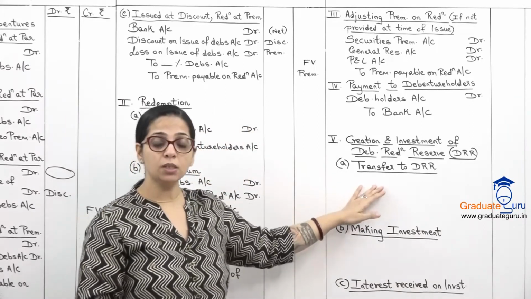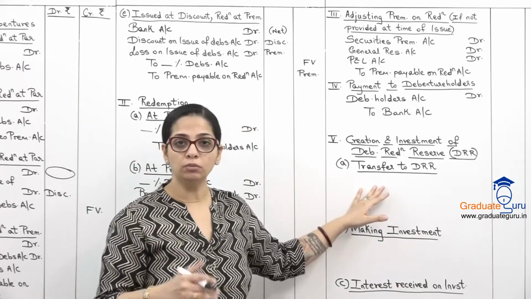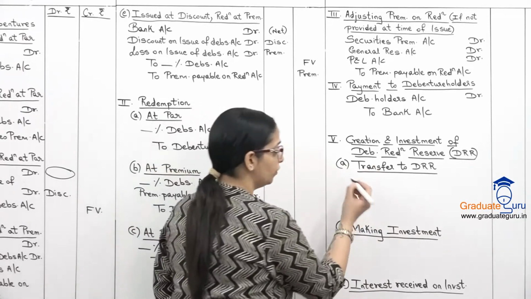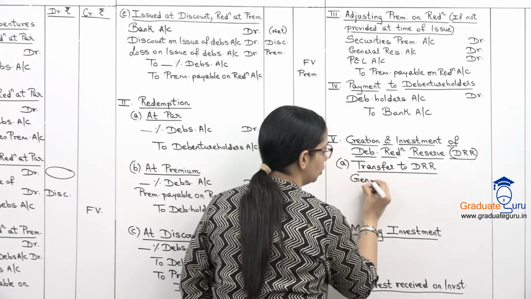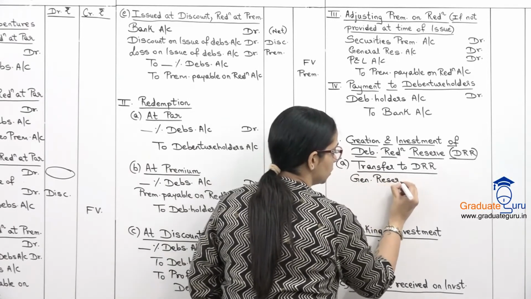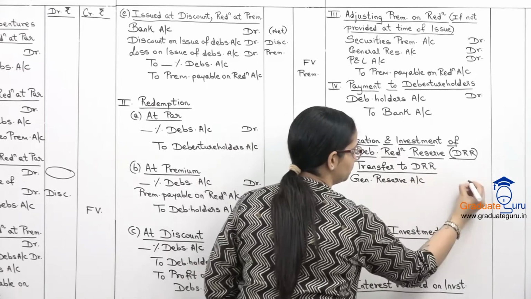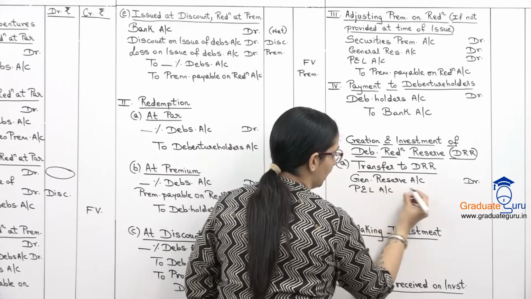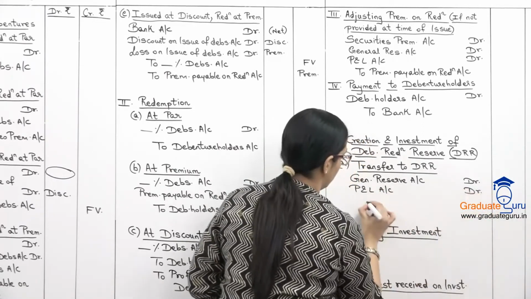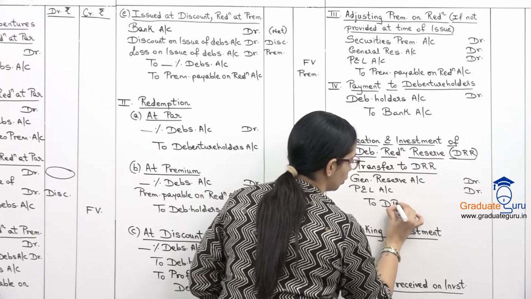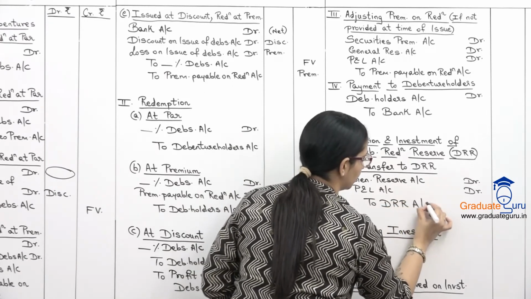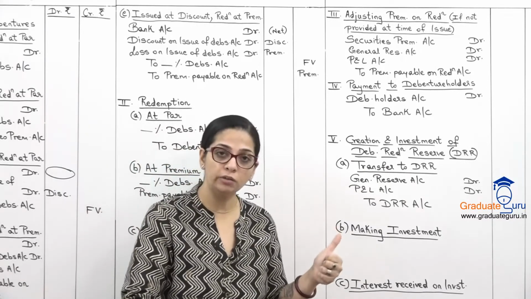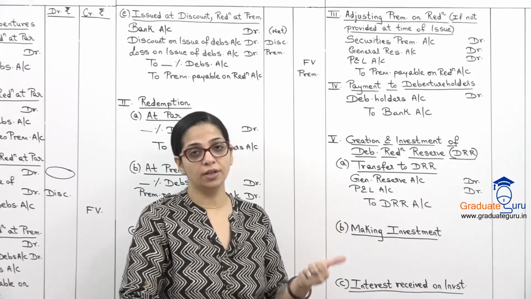So first one is transferring the amount to DRR. The DRR that we are creating, the transfer will go into it. So we are using our reserves. So again I can use general reserve. So general reserve account debit. I can use P&L account debit to debenture redemption reserve account, that is to DRR account. So this is creating the reserve for the purpose of redemption.